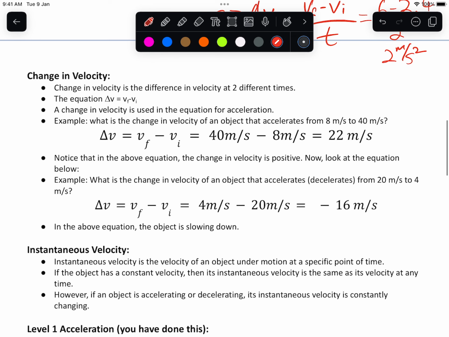A change in velocity, just like we had change in position, is just v final minus v initial. A change in velocity is used in the equation for acceleration. So we can see a change in velocity, pretty easy.